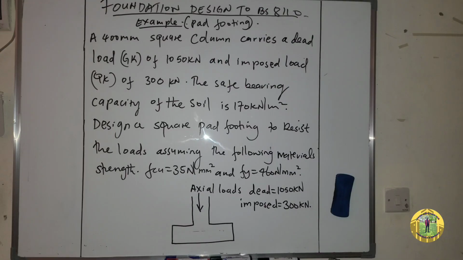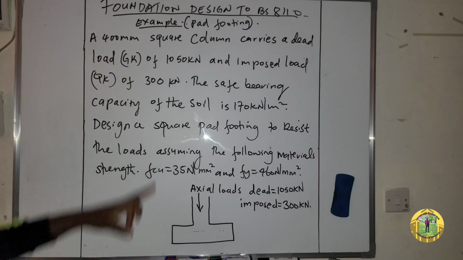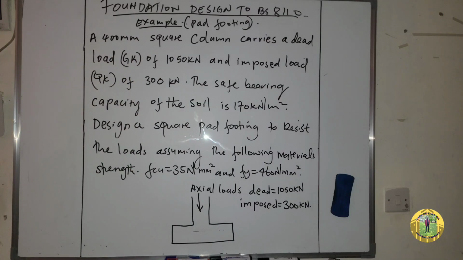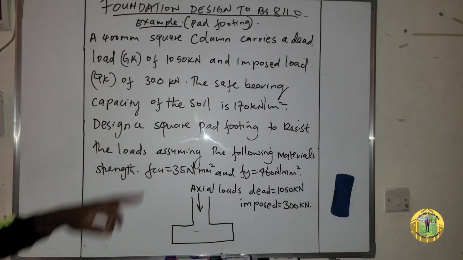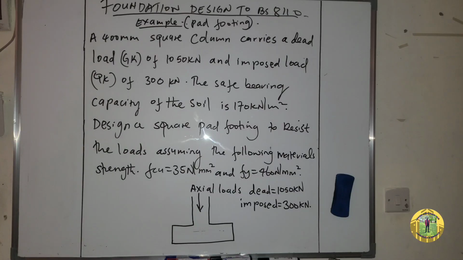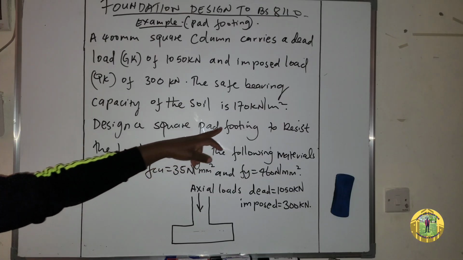Today I want to tackle a problem, and this is a foundation design to BS8110. So it is a pad footing, and the question is on the board, and it reads: a 400 mm square column carries a dead load, which is GK of 1050 kilonewton, and imposed load, which is QK of 300 kilonewton. The self-bearing capacity of the soil is 170 kilonewton per meter square.